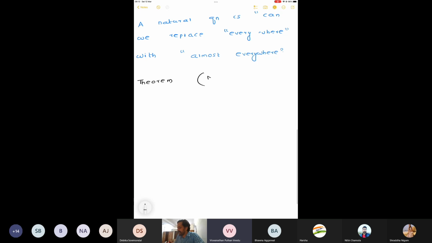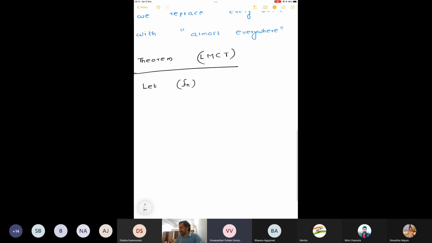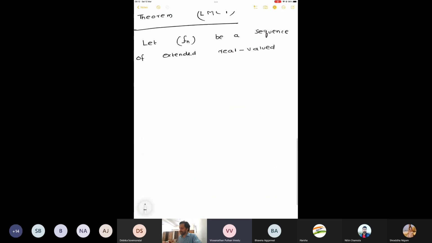Which is again called monotone convergence theorem, with a weaker hypothesis. Let Fn be a sequence of extended real valued non-negative functions. That is, Fn's are from R to the closed interval 0 to infinity, such that Fn is less than or equal to Fn plus 1 for all n in N almost everywhere. Meaning Fn of x is less than or equal to Fn plus 1 of x, not for all x in the domain, but for almost everywhere in the domain.